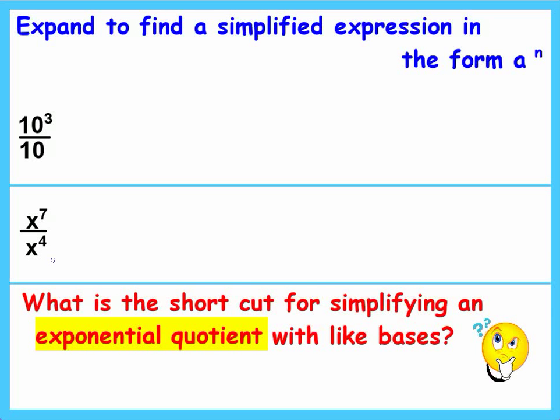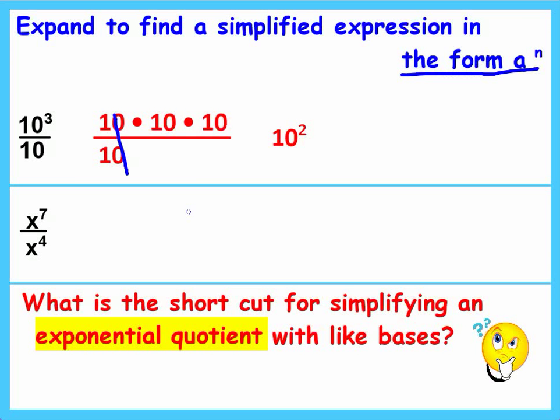The first one, 10 to the third power over 10, it's going to look like 3 tens over 1 ten. So 10 over 10, or 10 divided by 10, creates 1. You're left with 10 being multiplied by itself one more time, which gives you 10 to the second power. We could also write 1 times 10 to the second power, but that doesn't change anything, so we're just going to ignore the 1s. Okay, so we've got 10 to the second power, which is really 100, but we're going to leave it in the form a to the power of n.